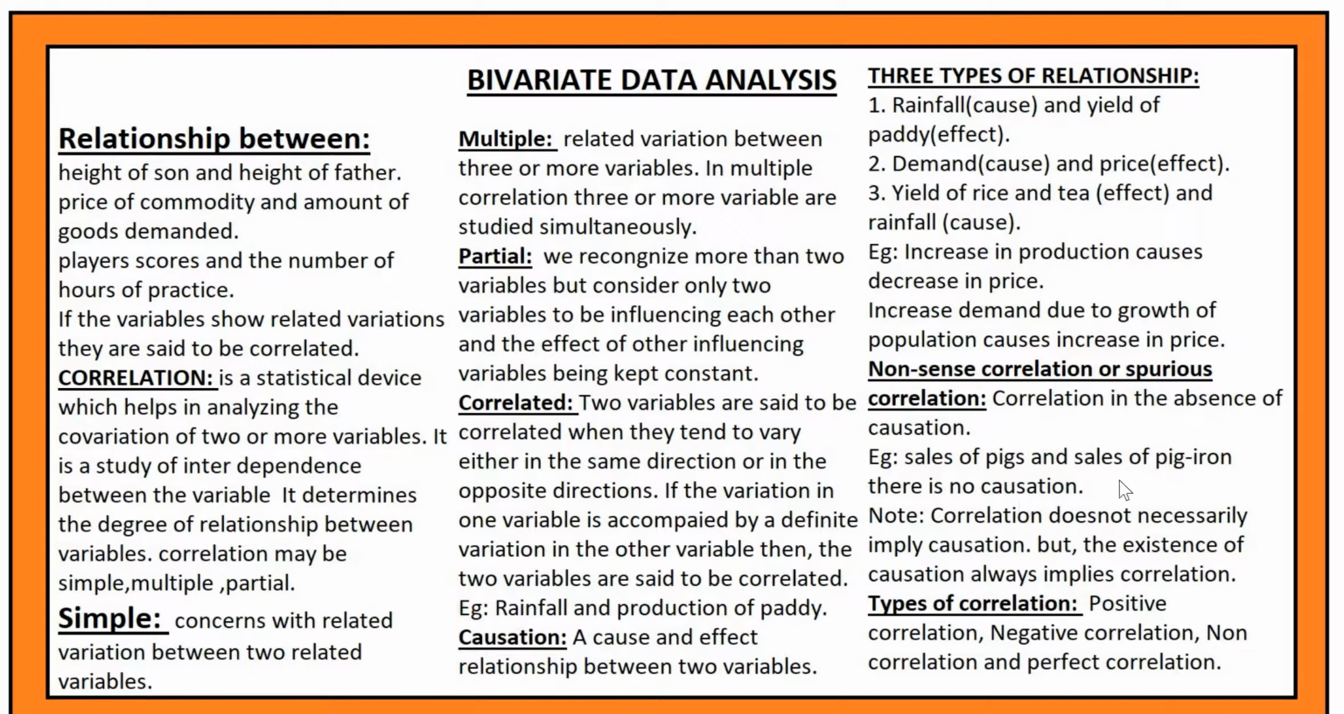Note one thing: correlation does not necessarily imply causation, but the existence of causation always implies correlation. So we have positive correlation, negative correlation, non-correlation and perfect correlation, which we will see in our coming videos.